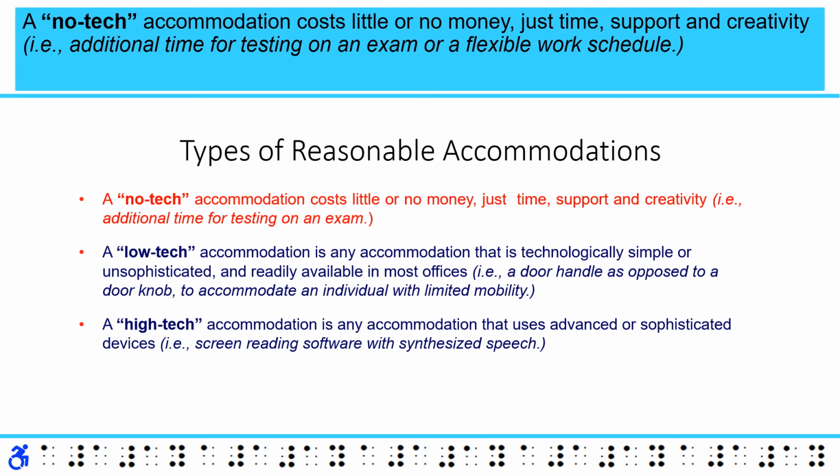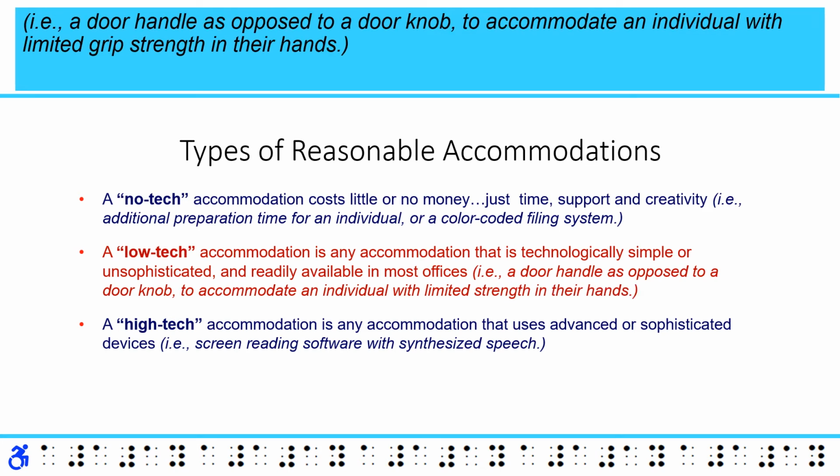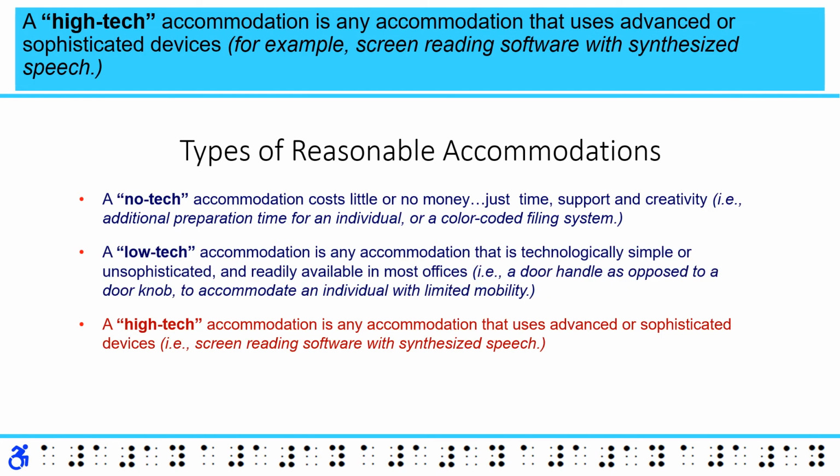A no-tech accommodation costs little or no money, just time, support and creativity, for example, additional time for testing on an exam or a flexible work schedule. A low-tech accommodation is any accommodation that is technologically simple or unsophisticated, and readily available in most offices, such as a door handle as opposed to a doorknob, to accommodate an individual with limited grip strength in their hands. A high-tech accommodation is any accommodation that uses advanced or sophisticated devices, for example, screen reading software with synthesized speech.